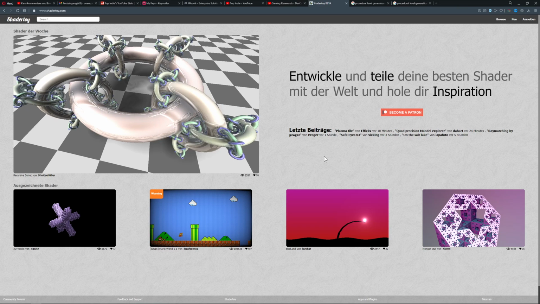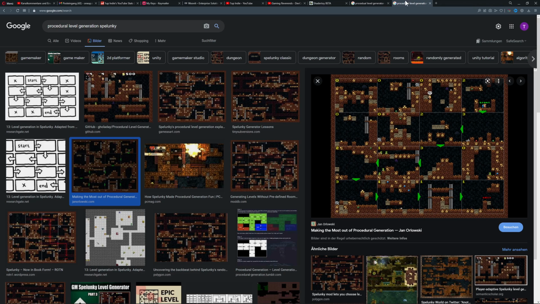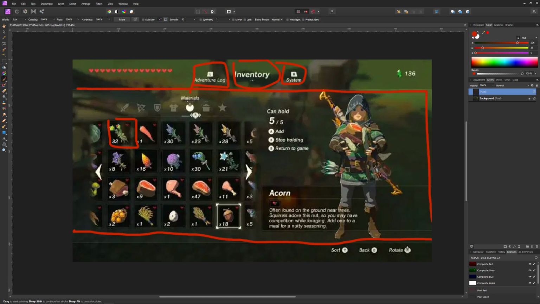So here, shader stuff, level generation, or what is that? Legend of Zelda, kind of stylish, well, inventory system for any game.